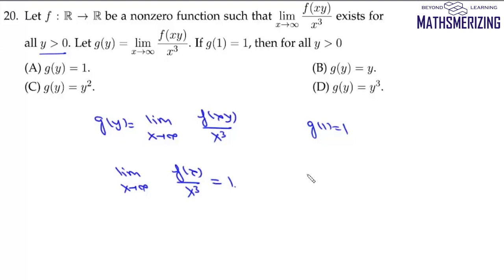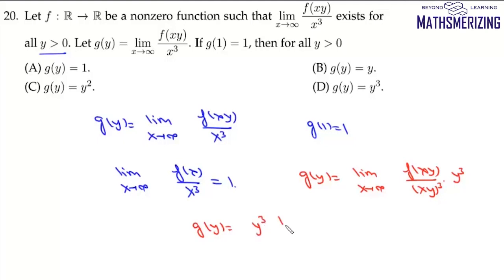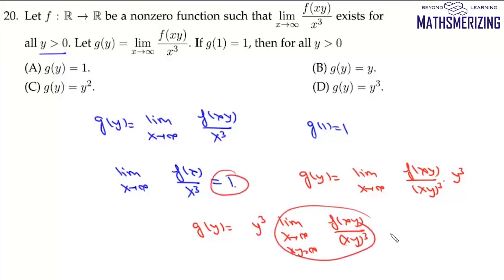Now what we'll do is write this g(y) as the limit as x tends to infinity of f(xy), and here we'll write this as (xy) cube into y cube. Now we can write this g(y) as y cube into the limit as x tends to infinity of f(xy) upon (xy) cube. When x tends to infinity, xy also tends to infinity. So this limit, its value is 1. So we can write this function g(y) must be y cube, and that's your option D.